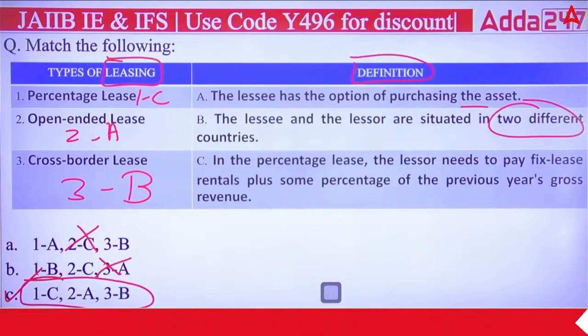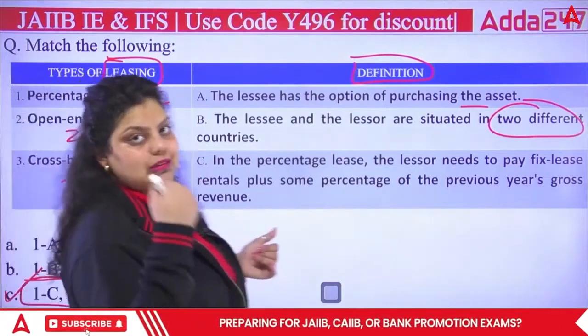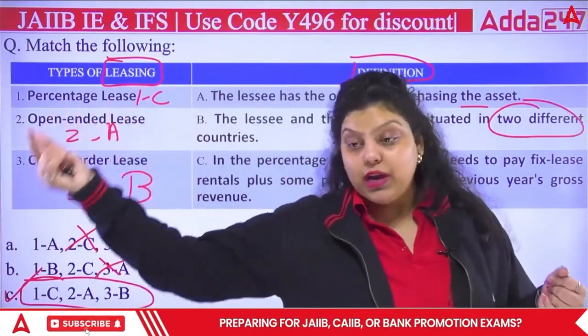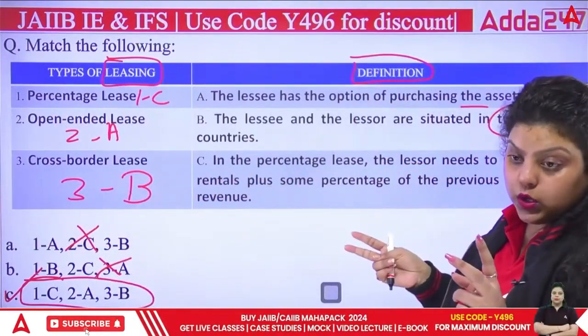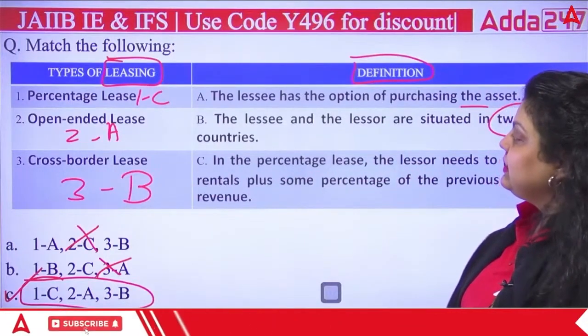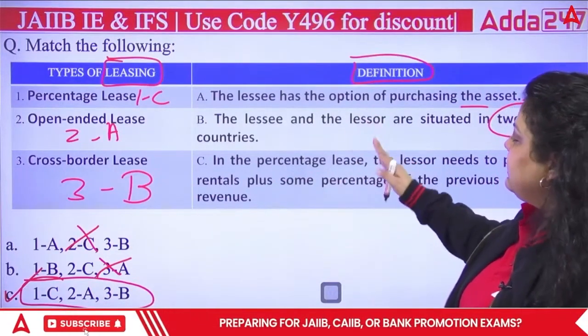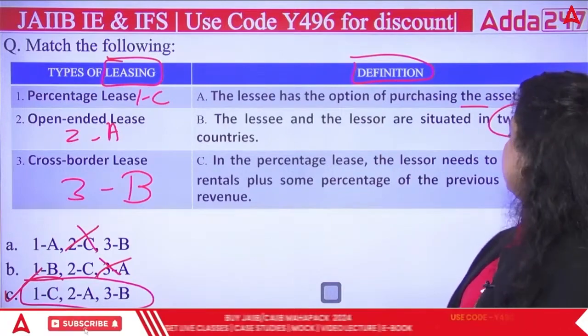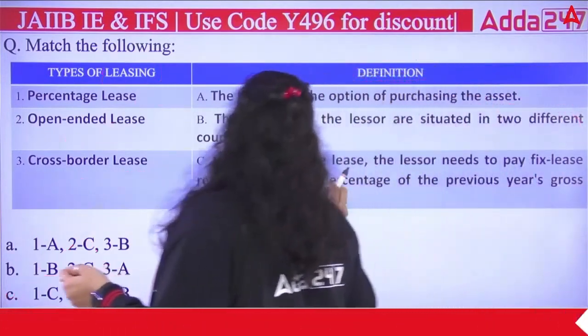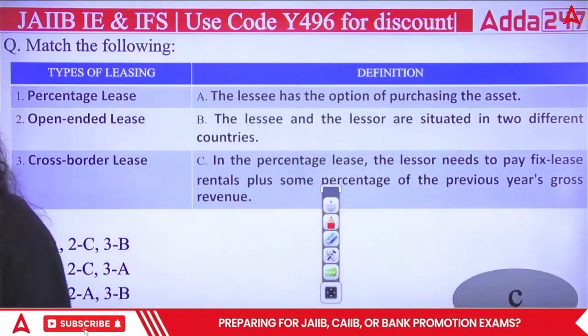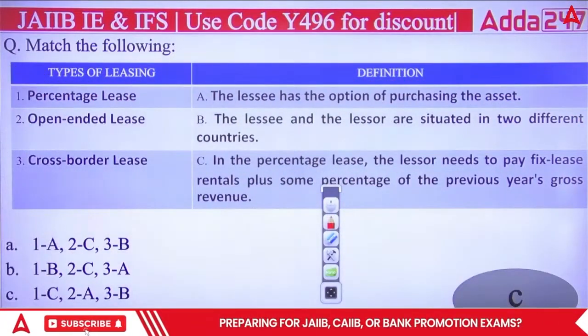Okay, so in open-ended, you have an option that you can purchase the asset at the end of your lease contract. Second, in cross-border, the parties are living in two different countries. In case of percentage lease, the lessee needs to pay a fixed lease rental plus some percentage of the previous year's gross revenue. It means the right answer will be C. That's the right combination between the two.